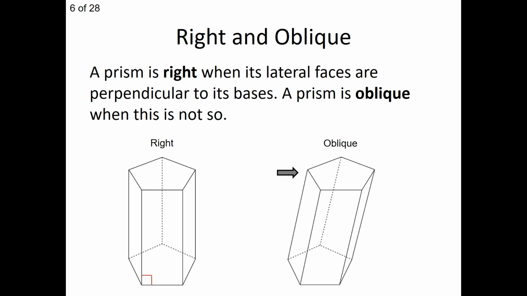They are actually parallelograms. We're going to be sticking with the right prisms in this lesson. We will take a look at some oblique prisms in the volume lesson, but with surface area, it's nice to know that our lateral faces are rectangles, and so we'll stick with that.